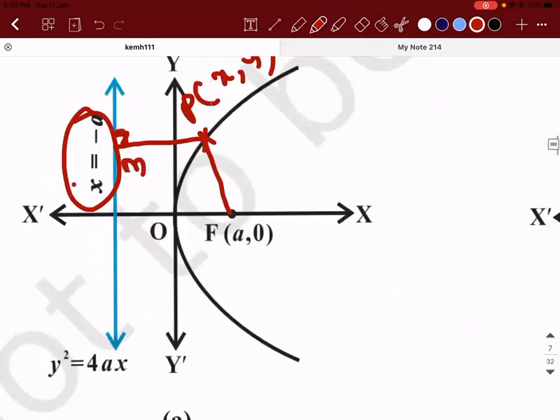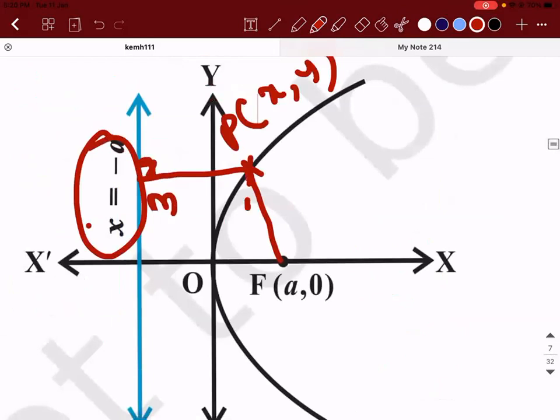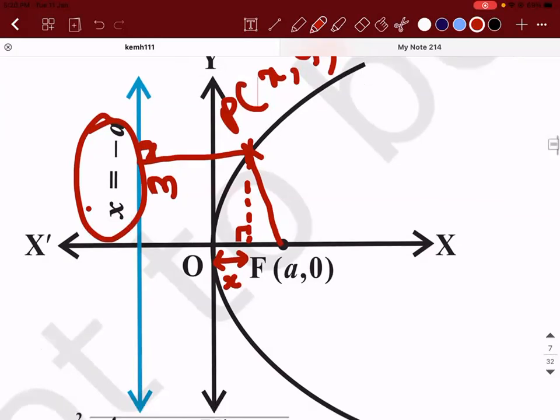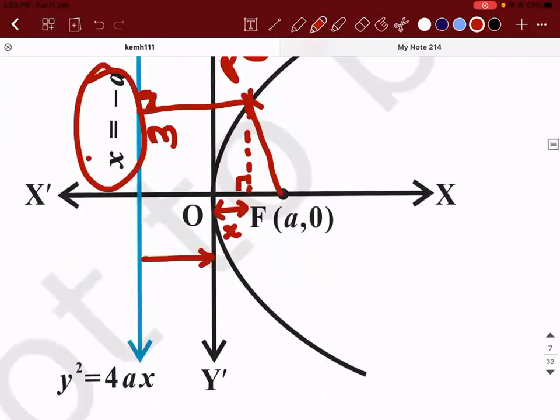Listen, there is another way to calculate it also. If I drop a perpendicular from point P, from the origin to the foot of the perpendicular is x. Then how much is this other distance? This is a. So what is the distance between P and M? It is x plus a.